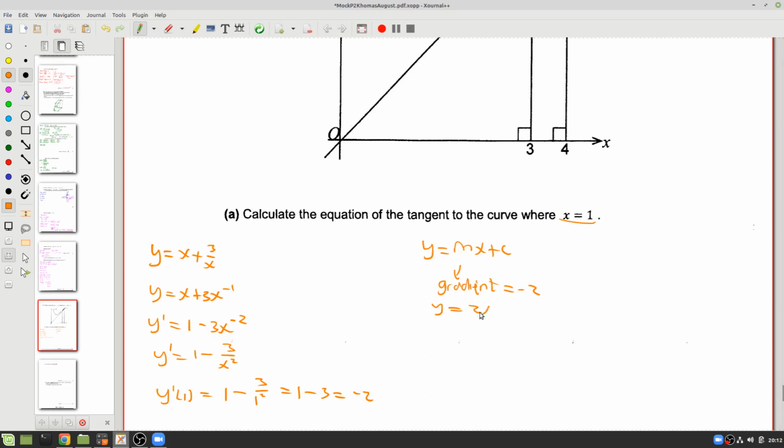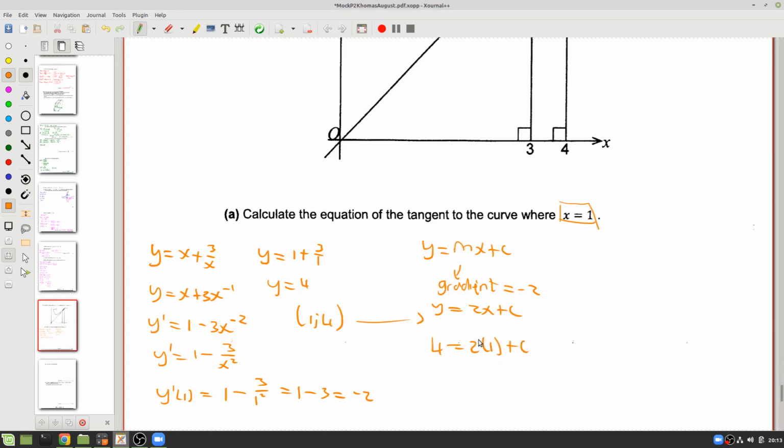So far we know the gradient is negative 2, so y equals negative 2x plus c. Now to find the c value, we can substitute a point in. But what point can we substitute in? We can find out what the coordinate is when x is 1. We already have one part of the coordinate, so we can find the y value when x is 1. So y equals 1 plus 3 over 1, which gives us y equals 4. So we have the point (1, 4), which we can substitute in. So the y value is 4 equals 2 times, and the x value is 1, plus c.